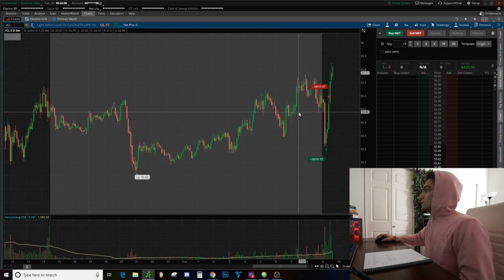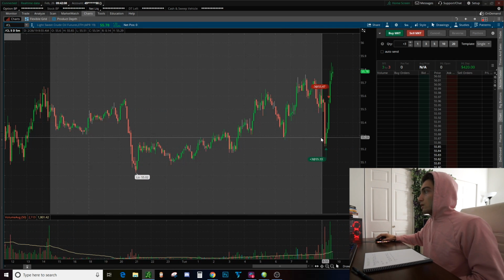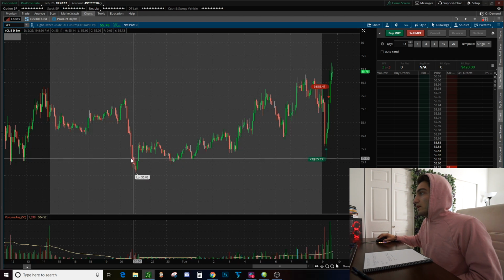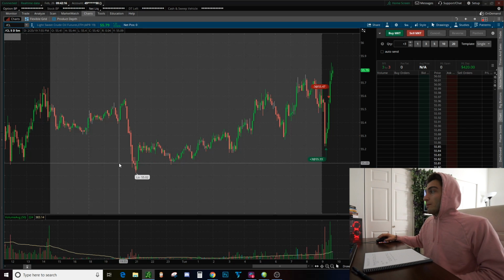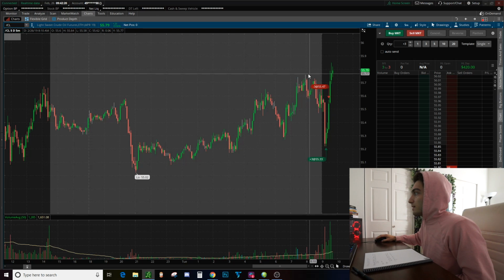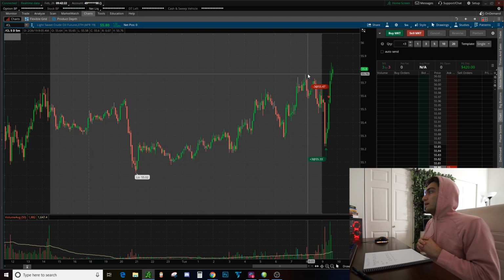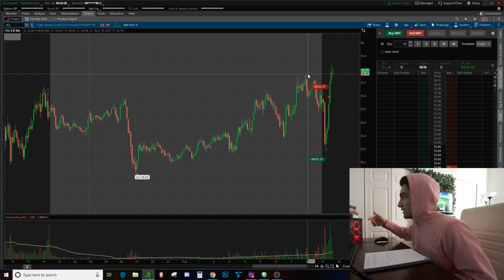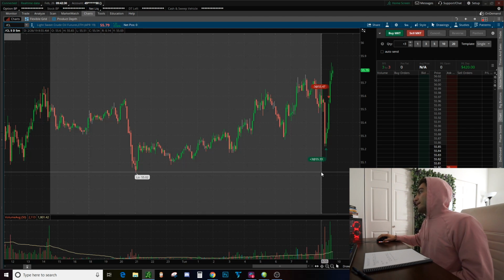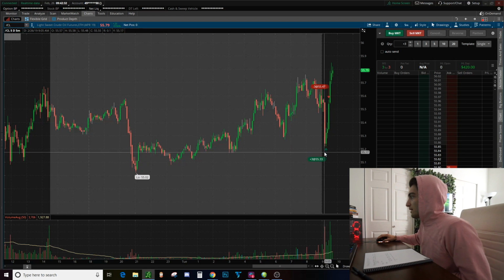So going into the morning, into the open, I'm looking, hey, if we get down to this low or even close and we do not break this, I'm going to take a long here and take it back up to the overnight high, which was 55.76.